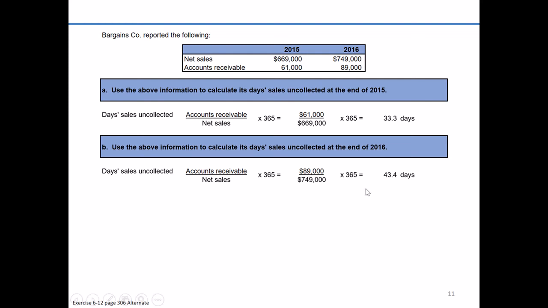On the other hand, if the credit terms of this particular company are net 30, meaning we typically give our customers 30 days, then not only were we beyond that in 2015, but now we're definitely well beyond that, almost 13 and a half days beyond. So it would definitely be a bad sign for the company. So again, additional things: compare it to the industry and also compare it to the company's own credit terms.